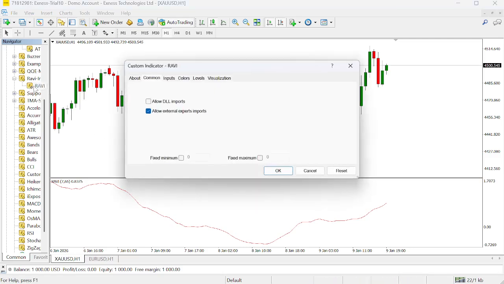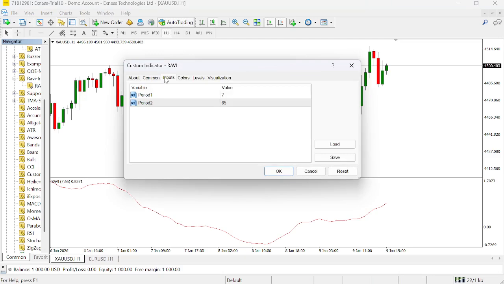As for the settings, let's take a look. The default settings typically use a 7-period fast EMA and a 65-period slow EMA, with threshold levels usually set at plus or minus 0.3% or 0.5% depending on volatility and instrument behavior. These values can be adjusted depending on the trader's strategy, time frame, and risk tolerance, with shorter periods for intraday trading and longer periods for position trading.